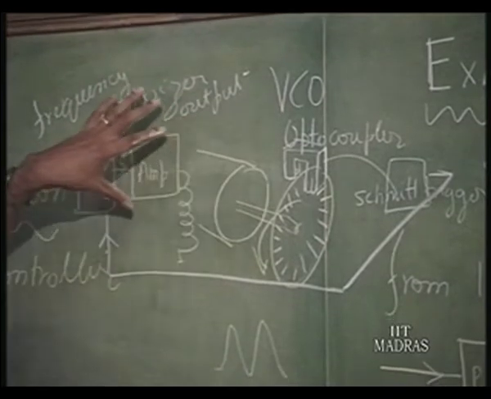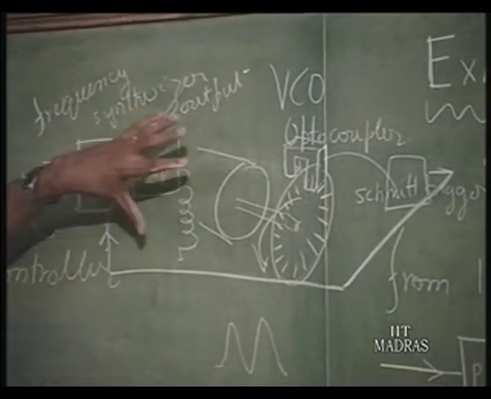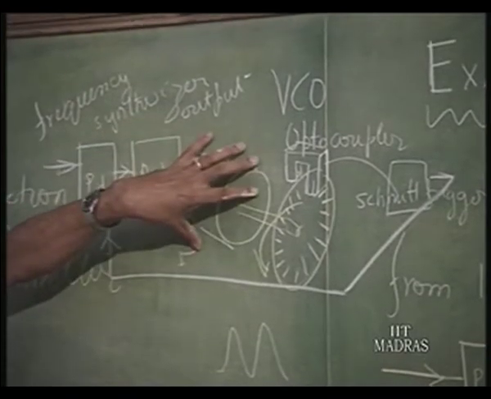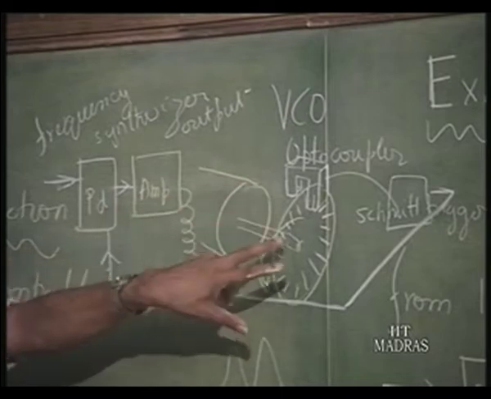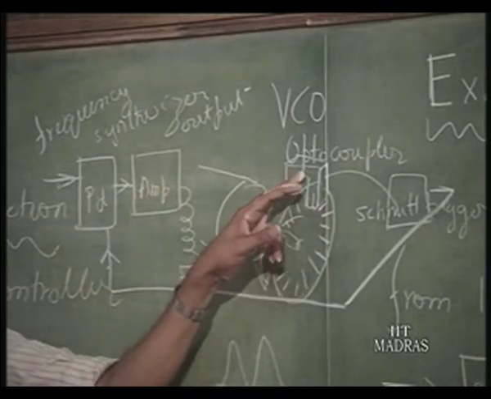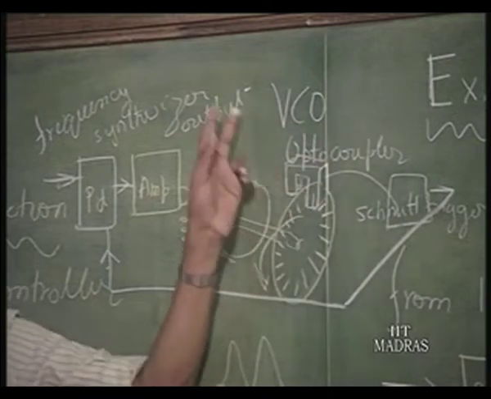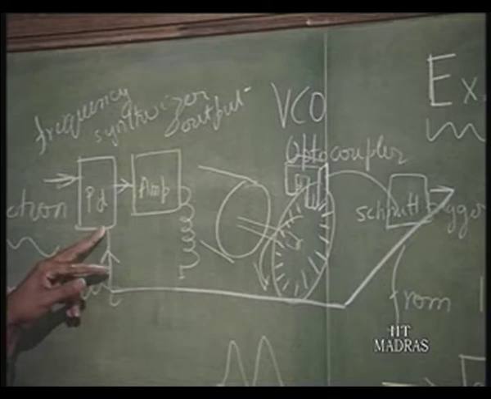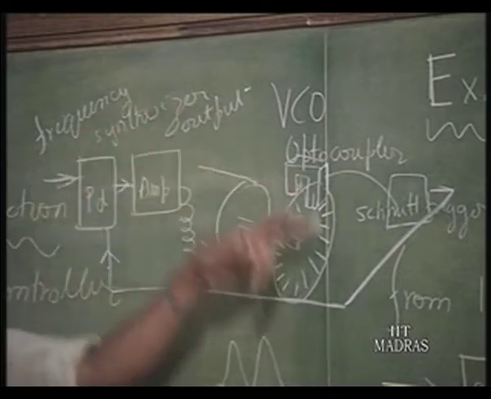Let us once again understand. The amplifier plus low pass filter is formed by the amplifier plus the winding of the motor. The motor with the shaft and the optocoupler disc forms along with the Schmitt trigger the voltage controlled oscillator. The output of the Schmitt trigger is connected to the phase detector. So, this itself is a phase lock loop.